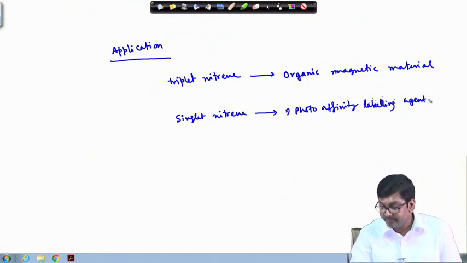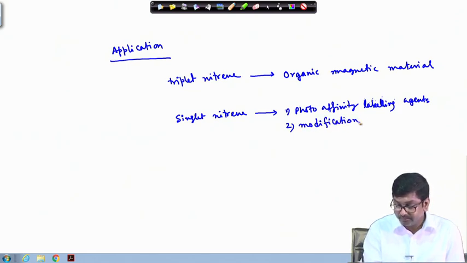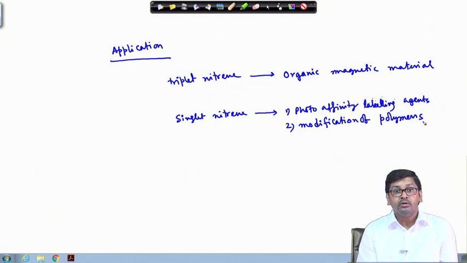Okay. And number 2, they can be used to modify different types of polymers. So, modification of polymers, okay. So, different types of reactions and applications exist for triplet nitrene as well as for singlet nitrene. So, we have discussed various applications of triplet and singlet nitrene. Thank you.